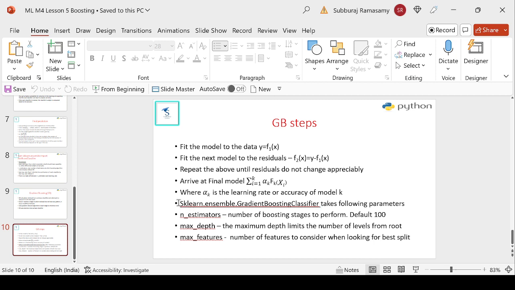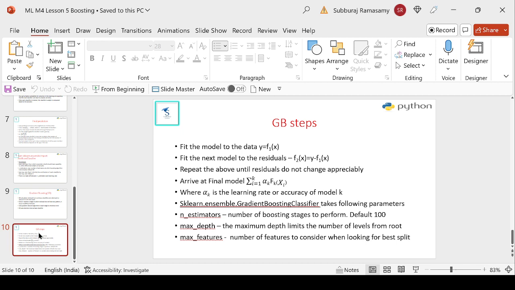So you have to import from sklearn.ensemble the GradientBoostingClassifier, and it takes the following parameters: n_estimators, max_depth, and max_features. max_features is the number of features to consider when looking for the best split. max_depth, maximum depth, limits the number of levels from the root. And n_estimators is the number of times you build it.